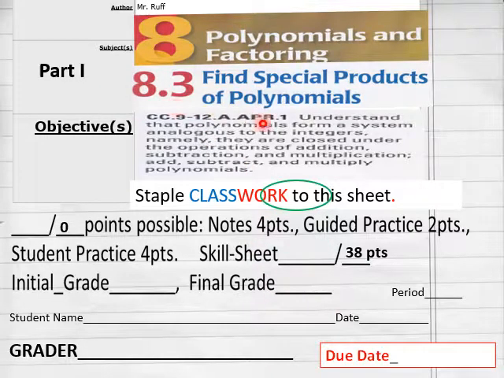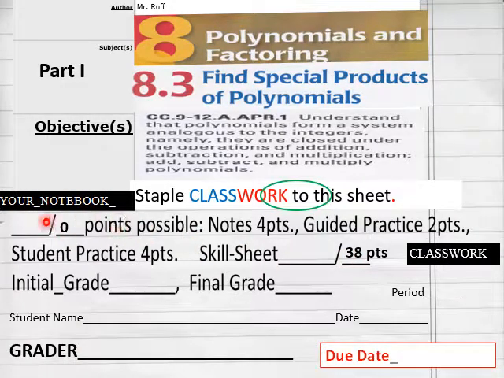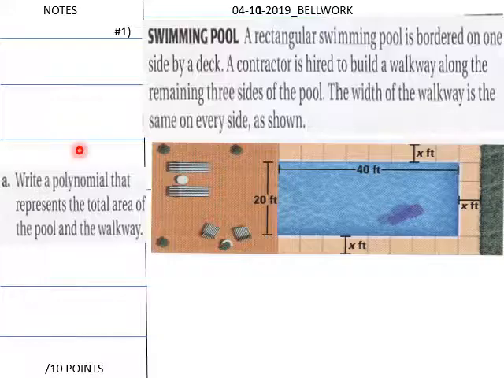Okay, 8.3, find special products of polynomials, Part 1. Here is your standard. We have a 38-point skill sheet and a 0-point note-taking, so there are no notes on this lesson, Part 1.